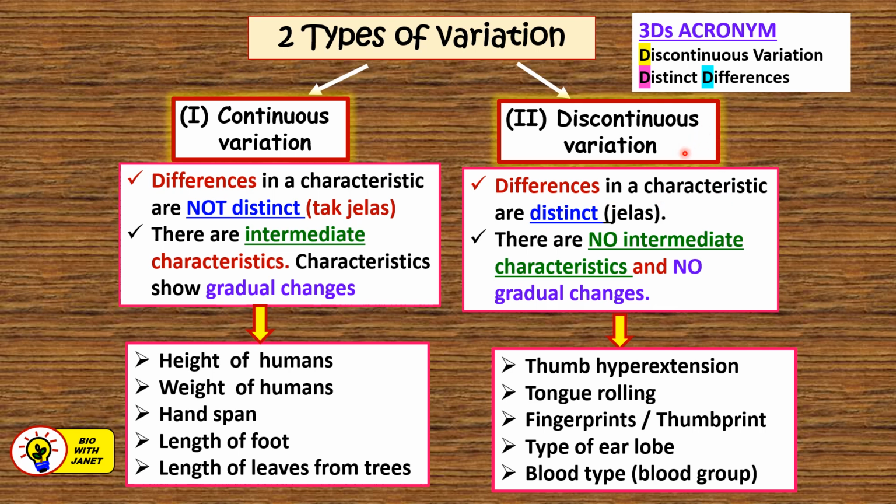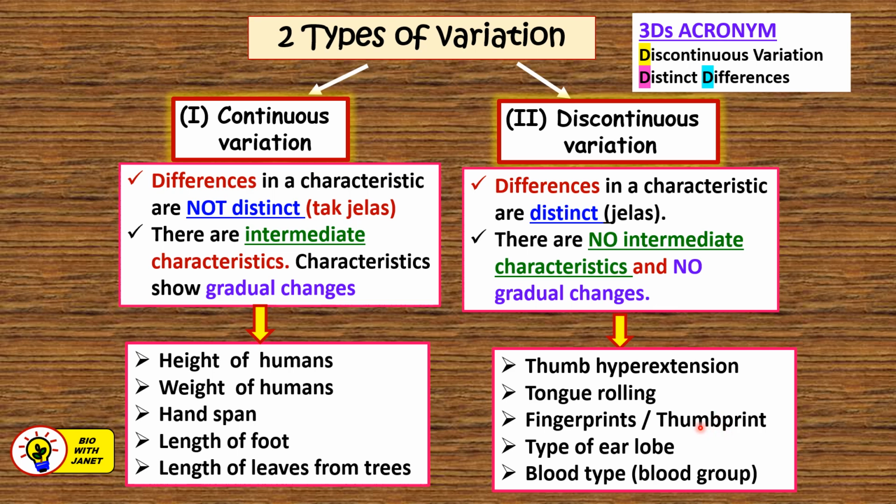For discontinuous variation, the differences in a characteristic are distinct, clear, very clear cut, so you can see it straight away, whether it's A or B, whether it's this variant or that variant. Now, there are no intermediate characteristics and no gradual changes. Just the opposite of continuous variation. Examples are thumb hyperextension, which we'll discuss afterwards, and tongue rolling. For example, some people can roll their tongue, others cannot, right? So it's very clear cut, and there are no intermediate characteristics like being able to roll halfway the tongue.